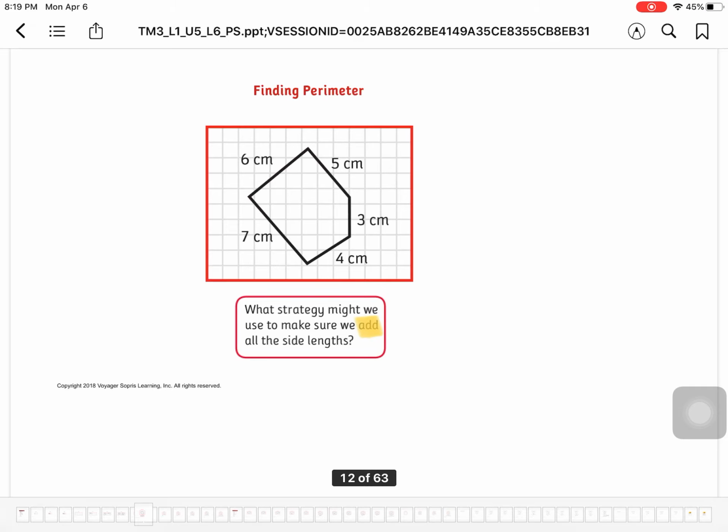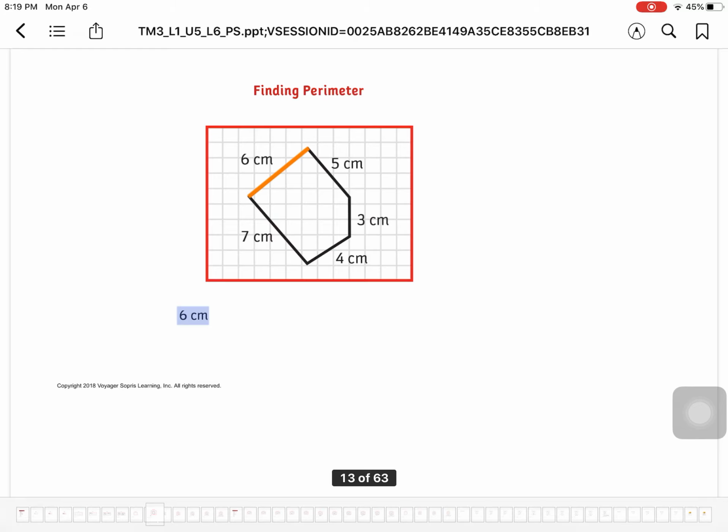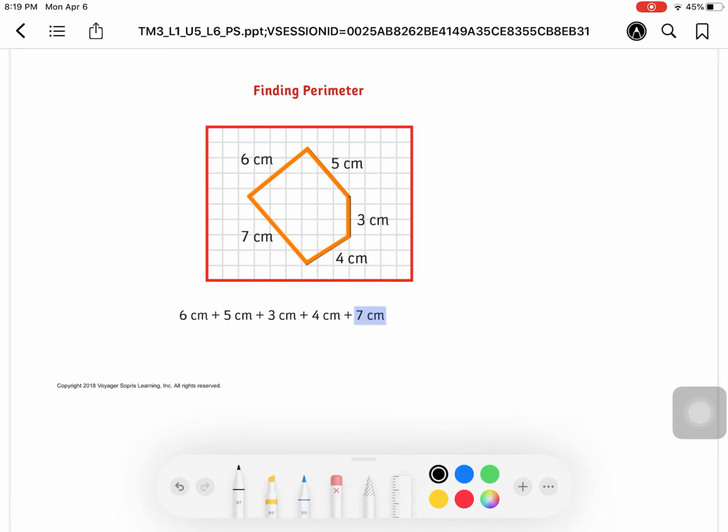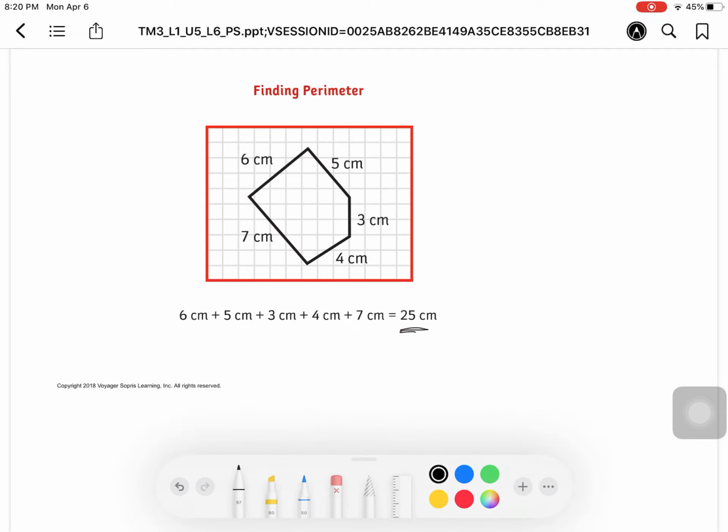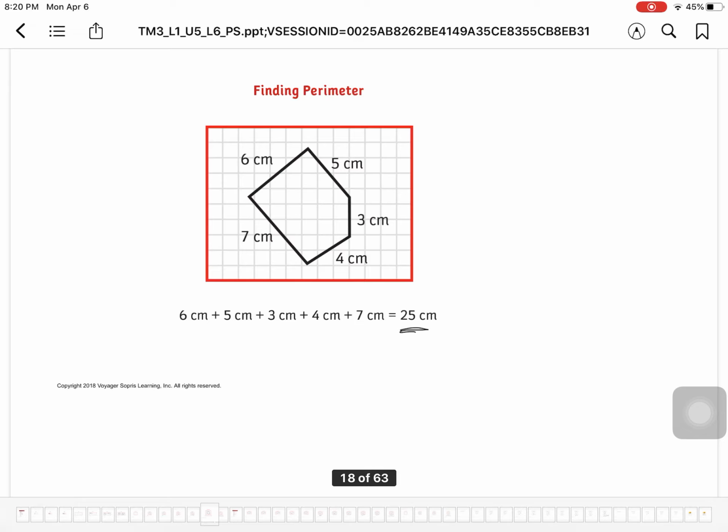So for me, I would think, well, you can just start somewhere and pick. They're showing you there's 6, and then add the 5, add the 3, and the 4, and the 7. So they really just started with this side and then went all the way around, making sure that they added each side as they went, careful not to miss one. So when we do that, you add them all together, and they got an answer of 25. You can see right here. Okay, so the perimeter of that shape would be 25, and they didn't forget to label centimeters.